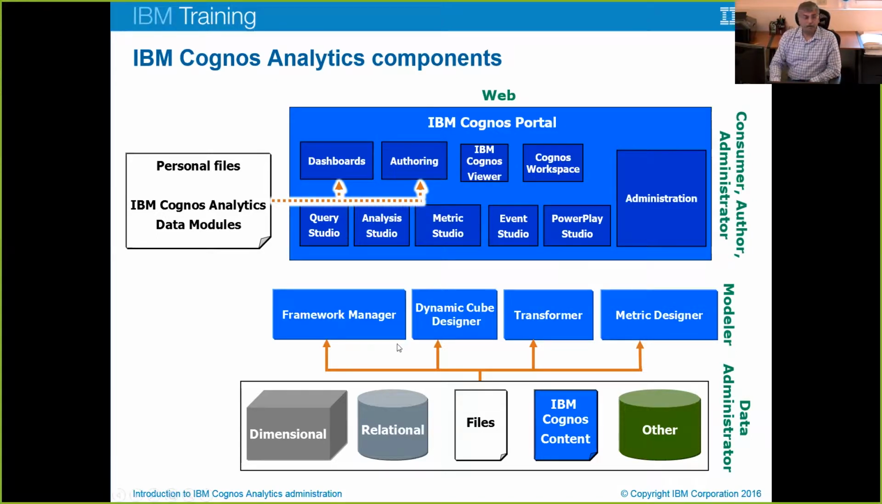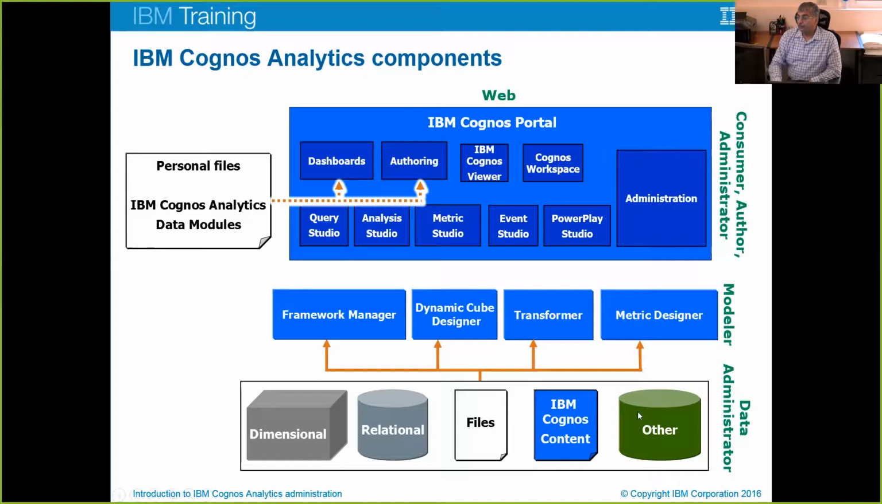The middle layer is the modeler layer, where all the modeling tools are: Framework Manager, Dynamic Cube Designer, Transformer, and Matrix Designer. They're all modeling tools, and all modeling tools are Windows-based, and they do need to be installed on a desktop. They're not web-based. But even if they are installed on the desktop, they would need to know the location of the server URL because they do need to publish the packages to the server. So in the configuration, we will configure the web URL of the environment. And you will see that we will do that once you do the installation. You would see where the configuration is done.